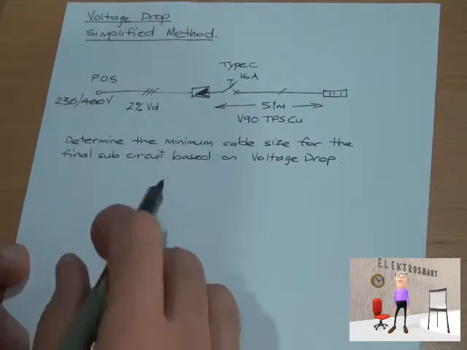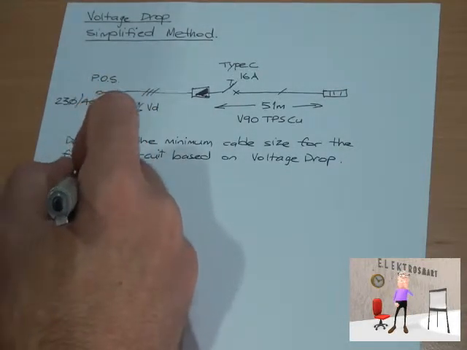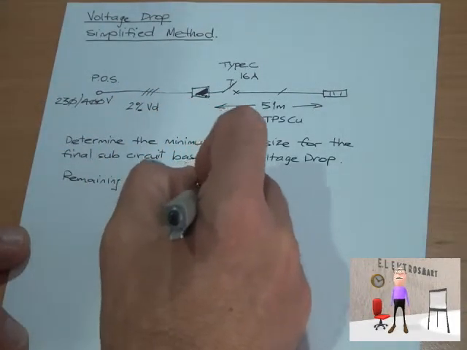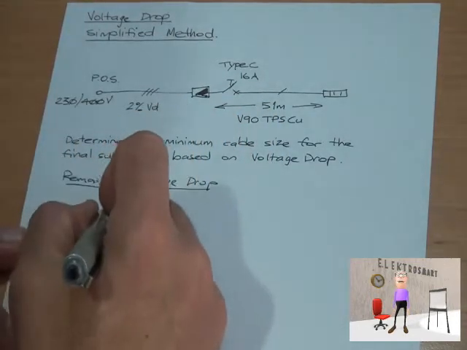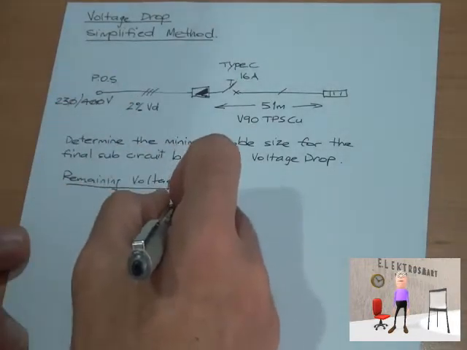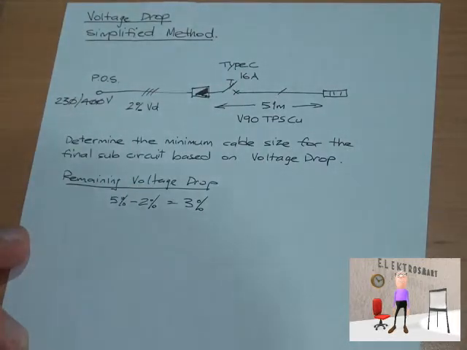It's a simple calculation of 5%, so remaining voltage drop is 5% minus the 2% on the consumer main, which leaves us with 3%, which is a pretty typical value for a final sub-circuit. If the percentage voltage drop is much smaller than 3% for a typical circuit, you're going to have oversized final sub-circuit cables. Okay, so how do we actually solve this?